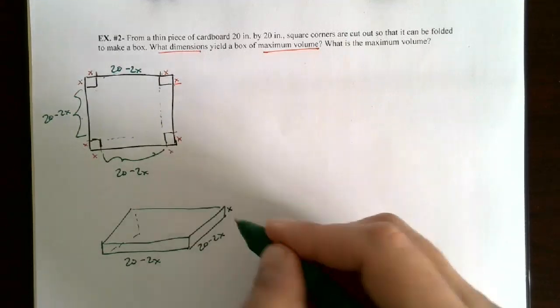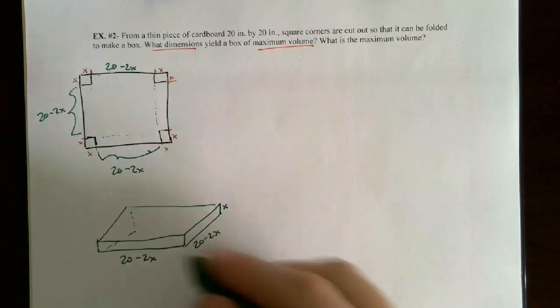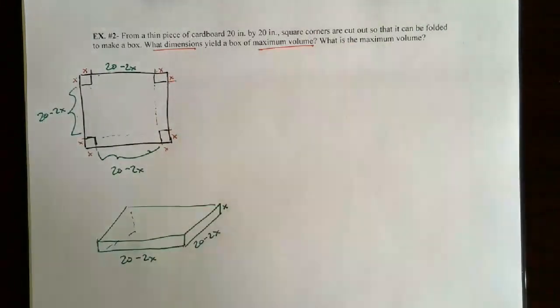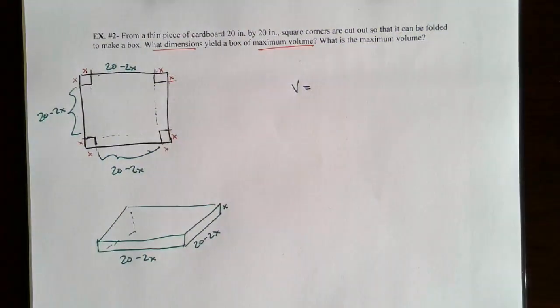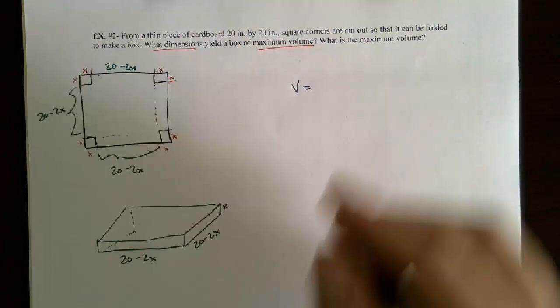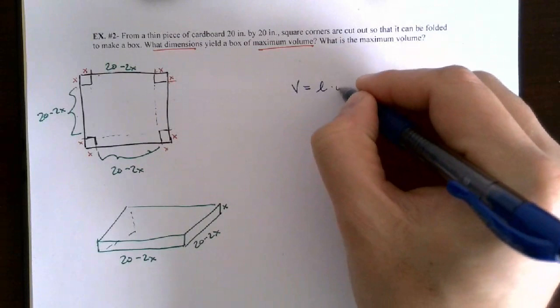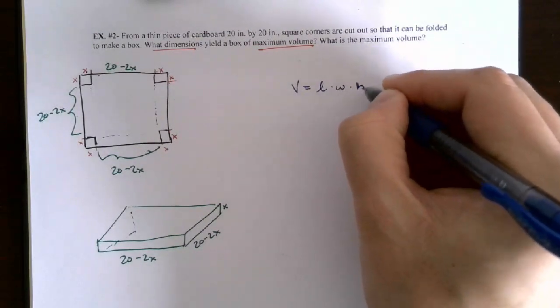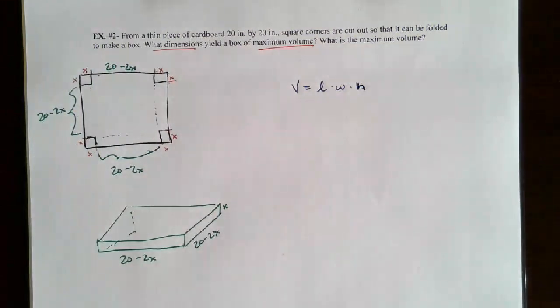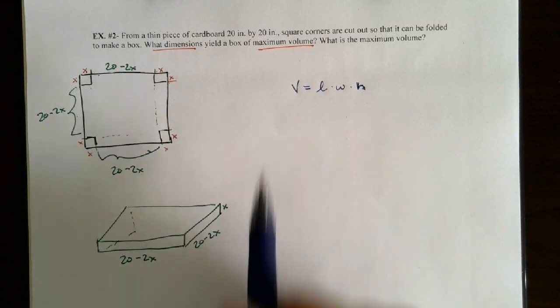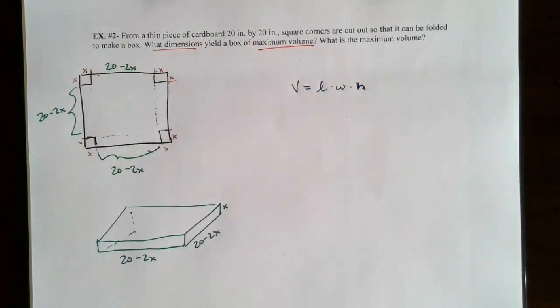So the height here is x. Drawing this is helpful because then you can get a formula for volume. Now the volume of this box would equal the length times the width times the height. That's how you're going to find the volume of a rectangular prism like this. So length times width times height. It has a square base, which we kind of knew because the cardboard was square to begin with.